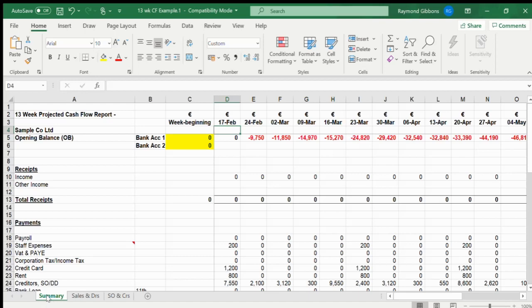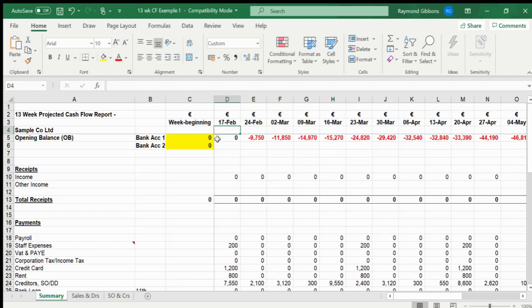Also, you'll notice there are 3 worksheets. The first one, the summary sheet, is the actual 13-week cash flow itself. The second sheet is an analysis of your sales and debtors, that is, your customers, how much they owe you and when you expect to be paid by them. The third sheet is an analysis of your suppliers and overheads, and how much you owe them and when you expect to pay them.